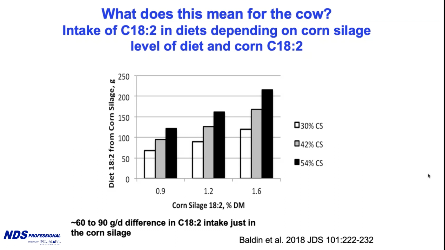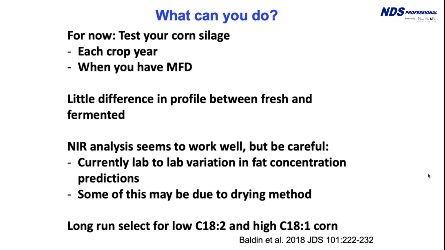Now, on top of that, we have to think about what's the rate of availability within that corn silage. We don't really have exact numbers on that, but I think that if you're doing a really good job processing that corn, remember all of that 18:2 is within the germ, and we're probably making that 18:2 quite rapidly available in processing.